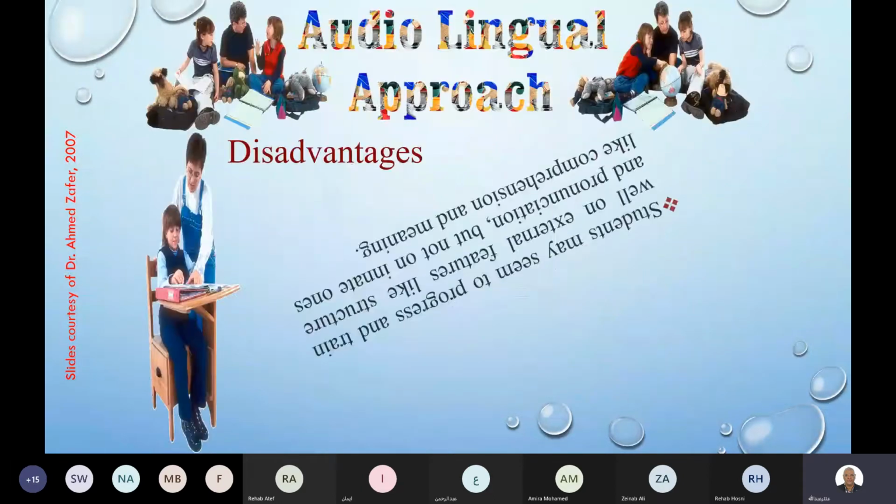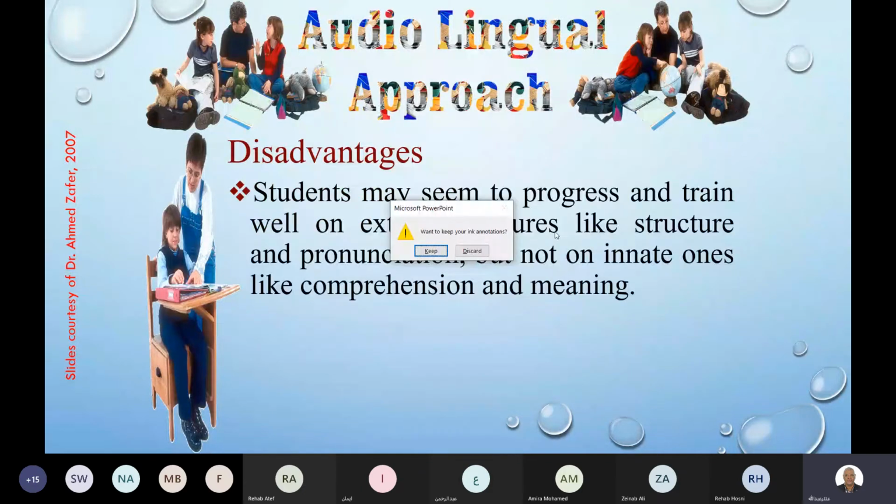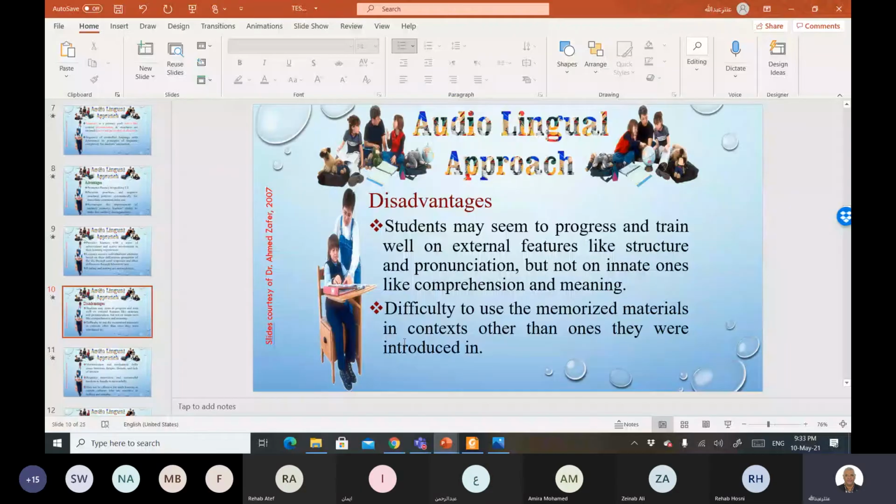Okay, the disadvantages of the audio-lingual method. So we have looked at the features of the audio-lingual method, we have looked at the advantages of the audio-lingual method, and now we look at the disadvantages of the audio-lingual method, especially as you have seen it in the video. Okay, so I say that we have looked at the features of the audio-lingual method and how it views language and how it views learning, and we looked at the advantages, and now we look at the disadvantages.